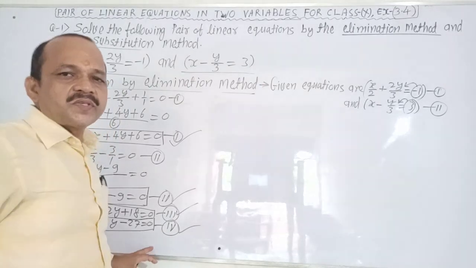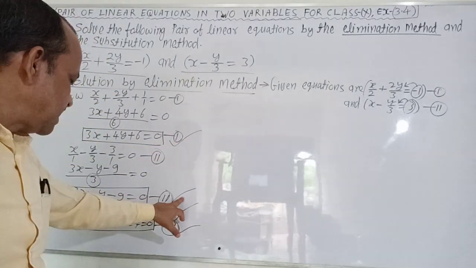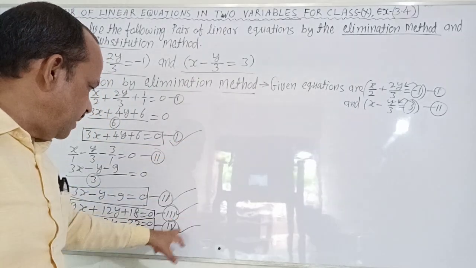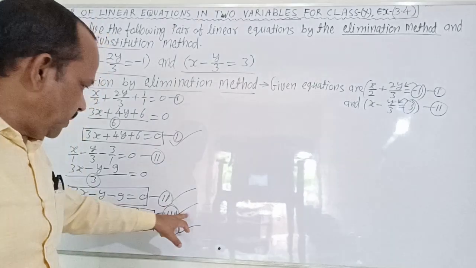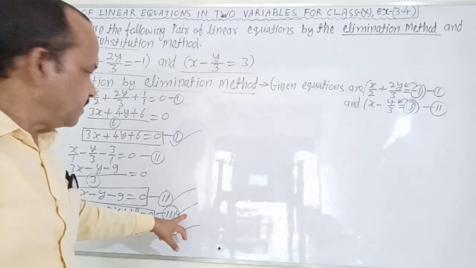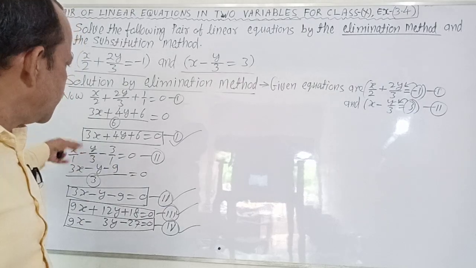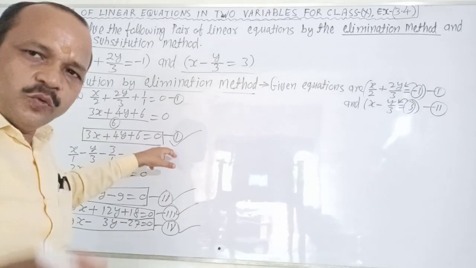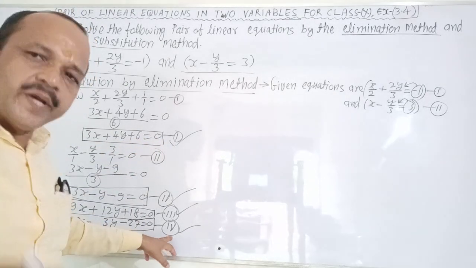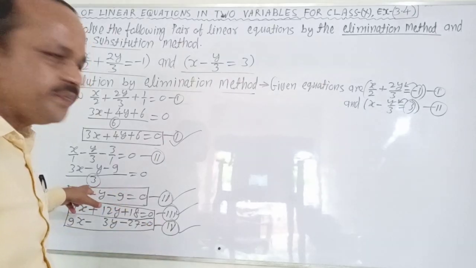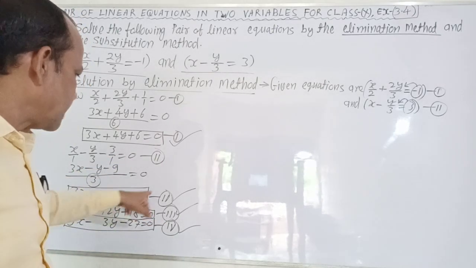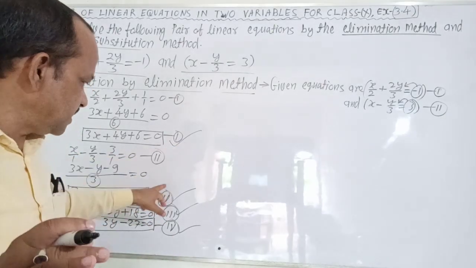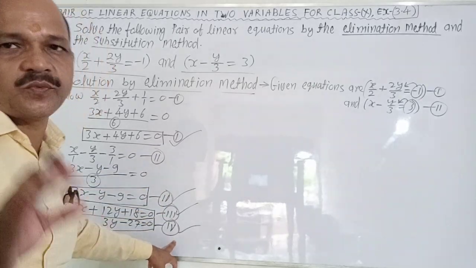Equation 3 and equation 4. Equation first, equation second, equation third, equation fourth. You find equation 3 by multiplying by 3 in equation first. You find equation 4 when you multiply by 3 in equation second. Clear? Equation first, equation second, equation third, equation fourth.